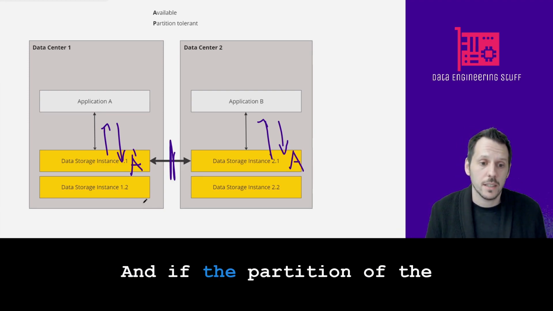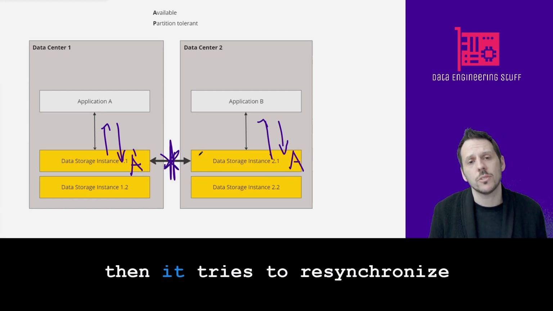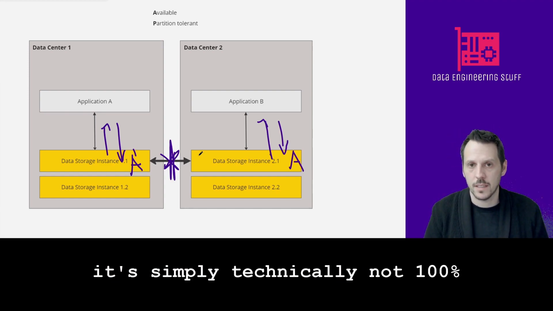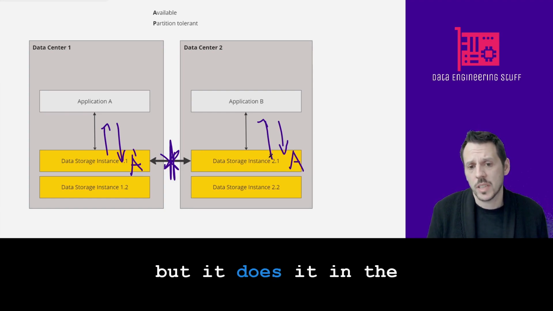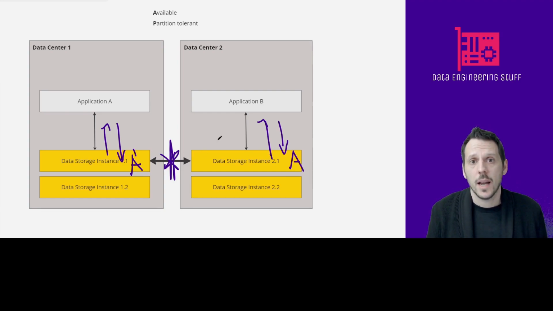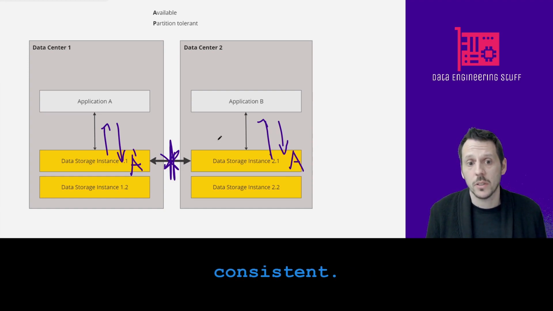And if the partition of the network is removed, then it tries to resynchronize in the best way it can, because it's simply technically not 100% possible to do it the best way. But it does it in a best effort way, and that is why it's available and partition tolerant and eventually consistent.